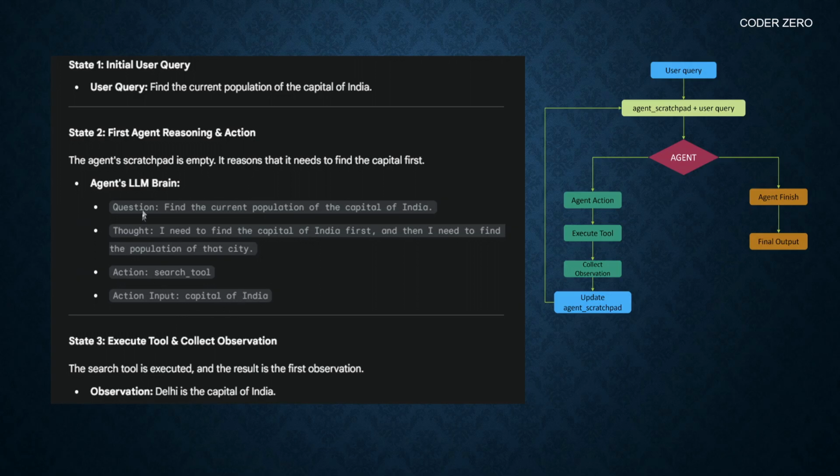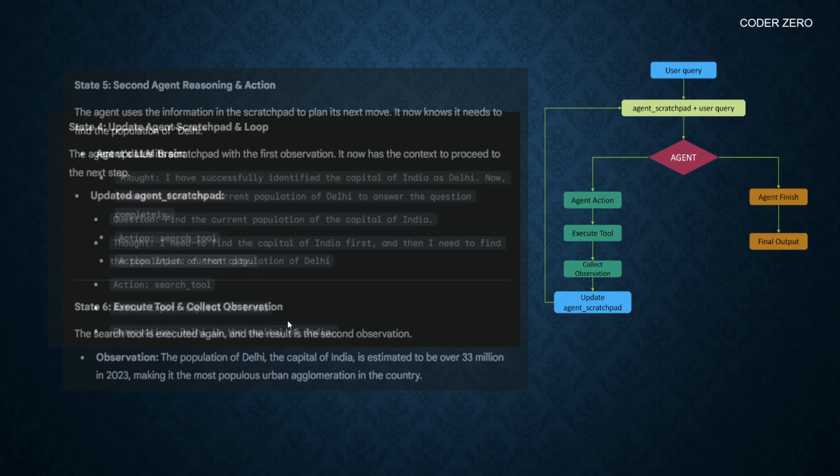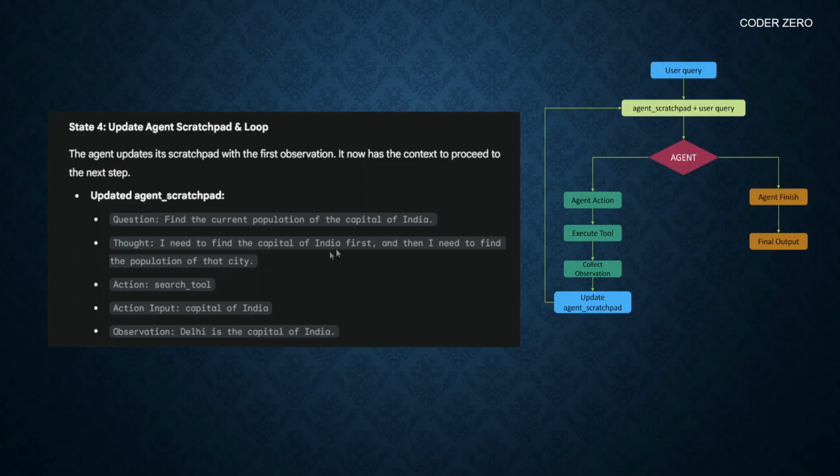Now after executing the tool, we have one observation. The observation is: Delhi is the capital of India. After getting the observation, the agent updates the agent scratchpad. So here, this is the question, this is the thought, this is the action, and we have given the action input, capital of India. And after getting the result, we have the observation that Delhi is the capital of India. So now the scratchpad is updated.